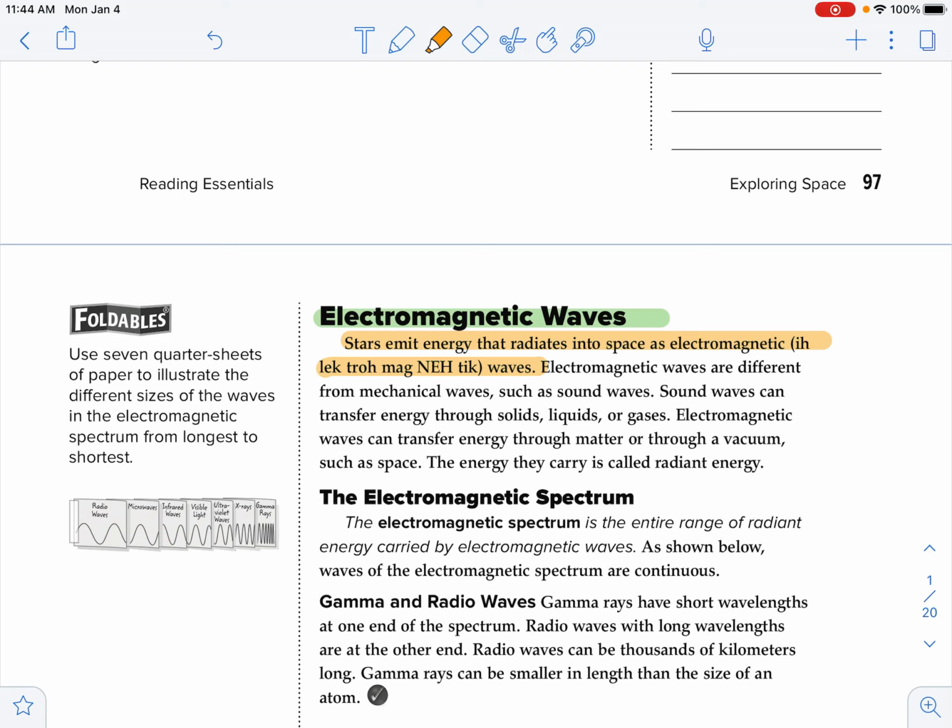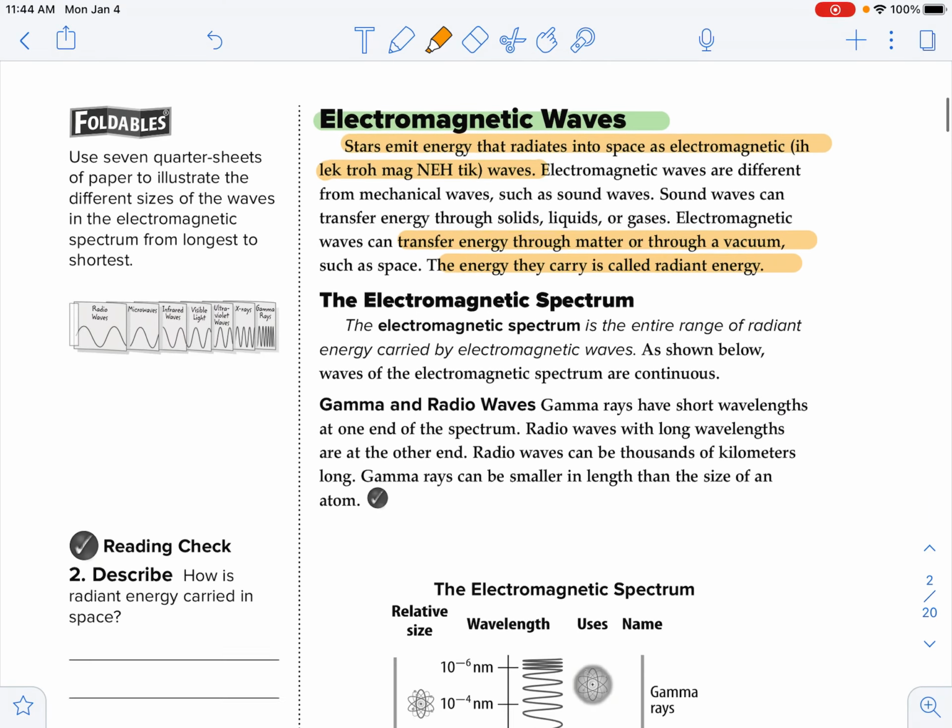Electromagnetic waves are different from mechanical waves such as sound waves. Sound waves can travel energy through solids, liquids, and gases. EM waves can travel energy through matter or through a vacuum such as space. The energy that they carry is called radiant energy. Let's just remind ourselves that they can transfer energy through matter, which is our solid, liquid, gas, as well as through the vacuum, okay?